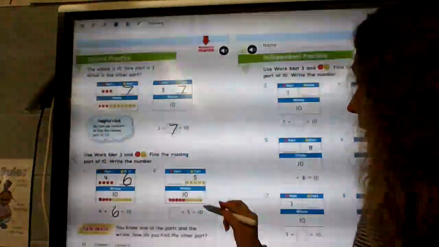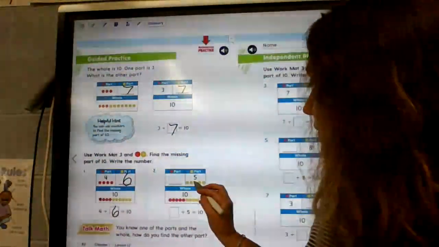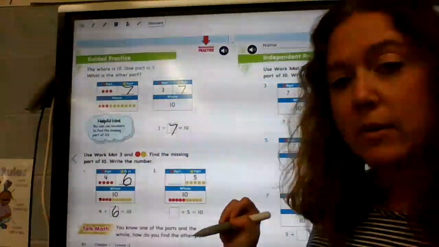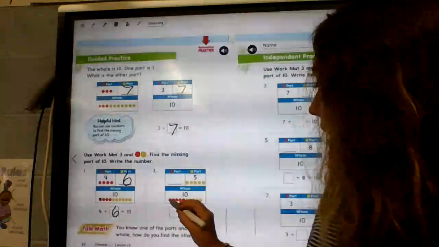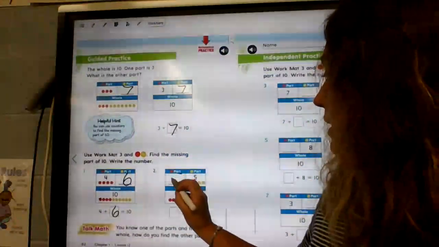Number 2, we have 5. Oh, we did this one as an example. 5 blank plus 5 equals 10. They told us how many yellow, and now we need to know how many red. 1, 2, 3, 4, 5.